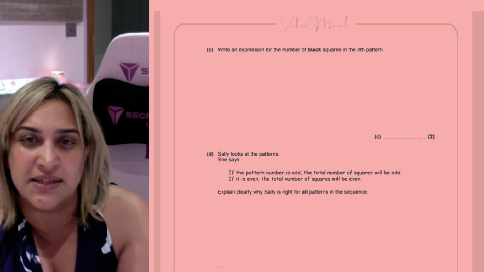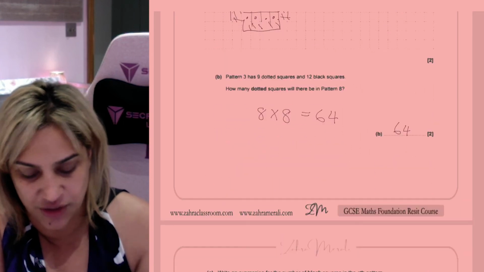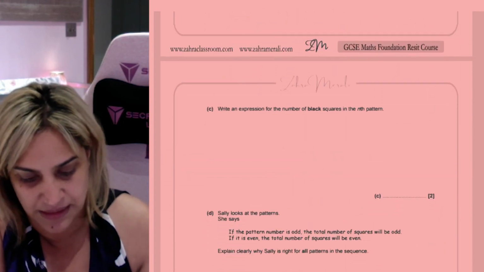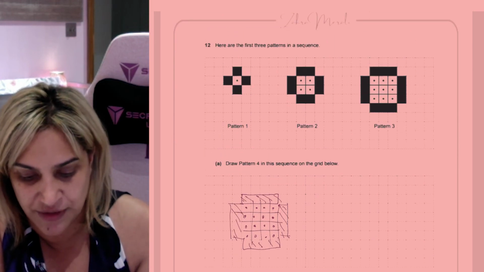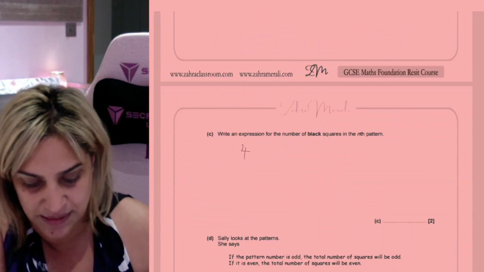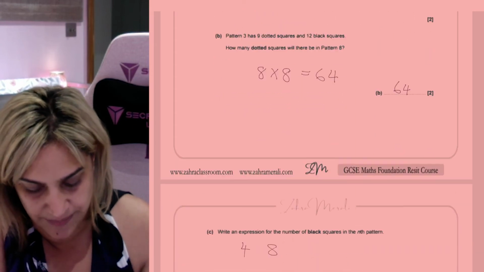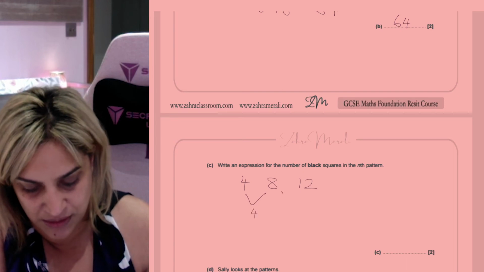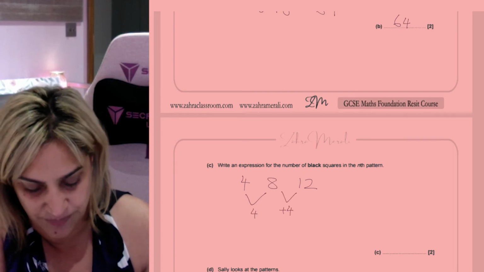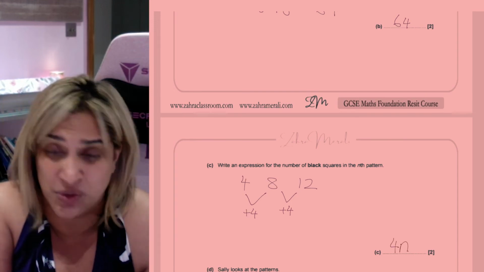And then it's saying write an expression for the number of black squares. So if we have a look, for pattern 1 there's 4 black squares. So let's just write it out. Pattern 2, we've got 1, 2, 3, 4, 5, 6, 7, 8 black squares. Then we've got 12 black squares. And if we look, each time we're adding 4. So remember, we write 4n, because to go from 4 to 4, you add 0, so you don't need anything extra.